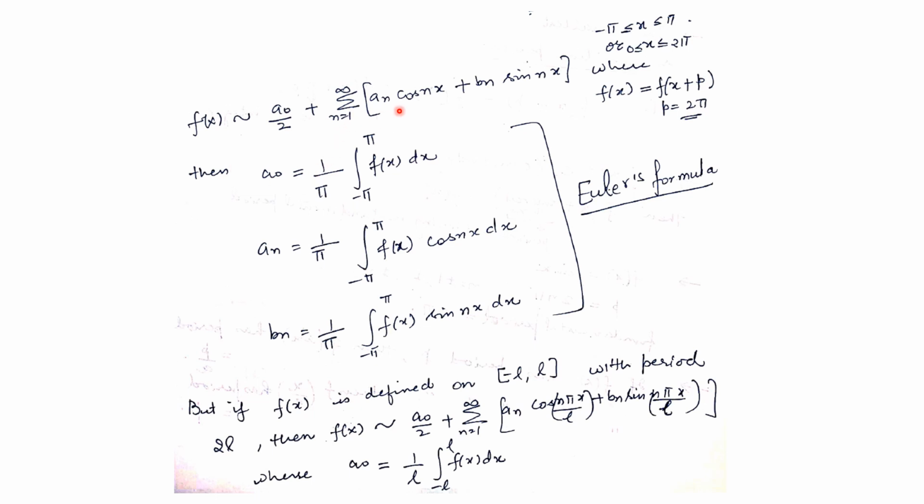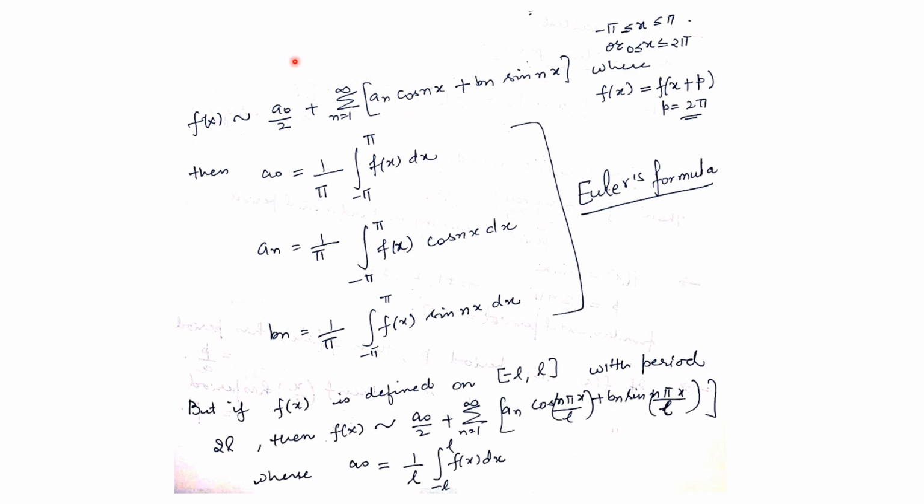Okay, next we will find out the value of an. Now how to find the value of an? We multiply this whole equation with cos nx. So f(x) into cos nx, a naught into cos nx, an into cos square nx plus bn into sin nx into cos nx, and then integrate from minus pi to pi on both sides.